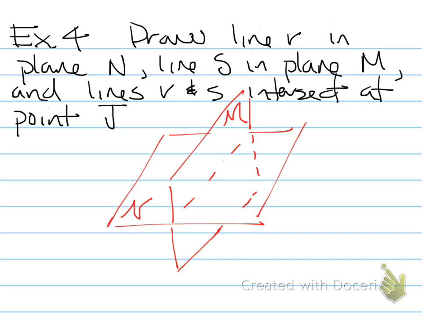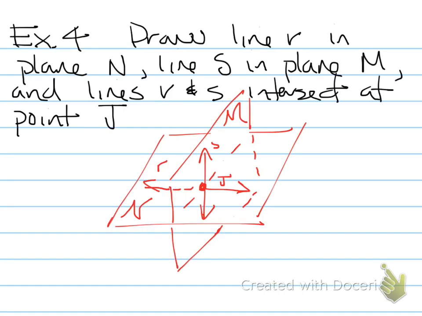All right, draw line R in plane N, line S in plane M, and lines R and S intersect at point J. So the first thing you want to do is draw the 2 planes intersecting. And then on plane N, you should have line R. And then on plane M, you should have line S. And the point where those 2 lines intersect would be point J.